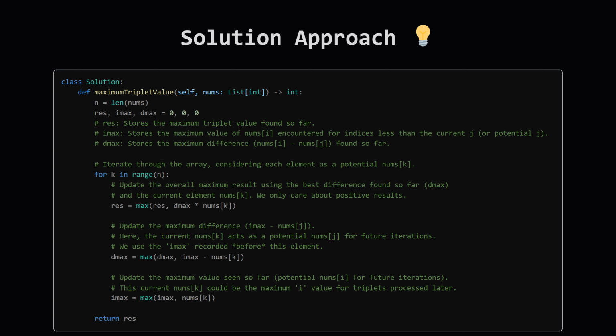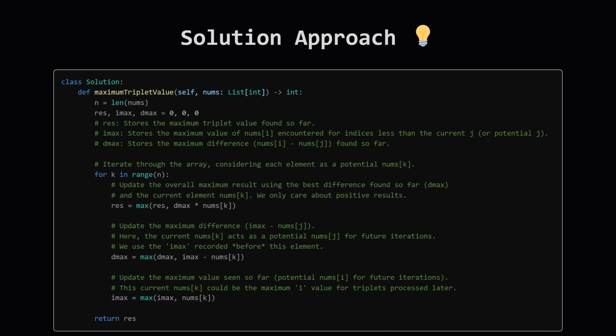Alright, here's the solution for the optimized version. The key idea is to iterate through the array just once, thinking of the current element nums[k] as the third element of a potential triplet. As we iterate, we keep track of 2 things: the maximum value encountered so far, let's call it imax, which could be our nums[i], and the maximum difference imax - nums[j] encountered so far, let's call it dmax.